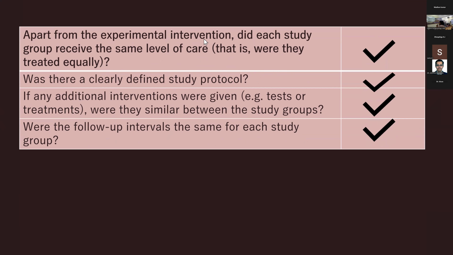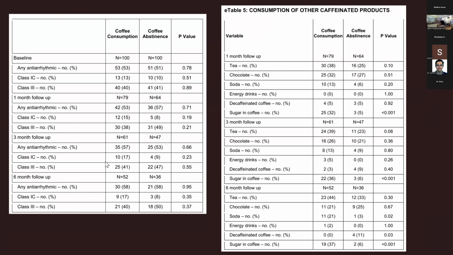So apart from the experimental intervention, did each study group receive the same level of care? They received the same level of care on both sides, and the follow-up intervals were the same. There were no additional interventions given. Because this is an AF study, I looked at the antiarrhythmic use, and there also it seemed to be balanced on both sides.